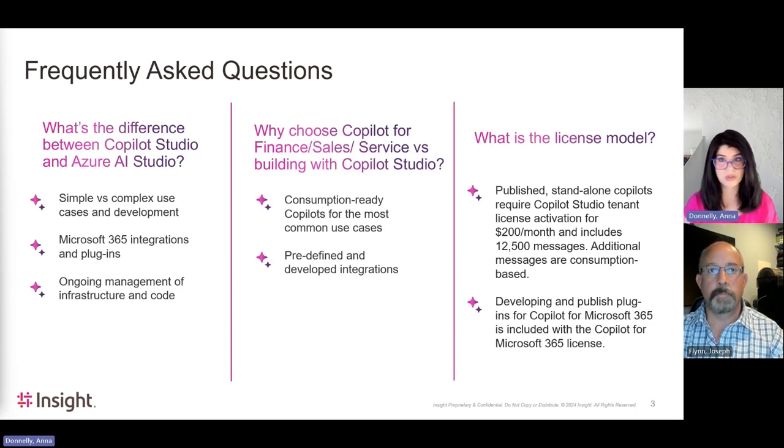And for that $200 a month, if you are creating Copilot using natural language, you get 12,500 messages a month. So every time I ask Copilot a question or I ask it to refine an answer, that would be the consumption of a message, right? So if you exceed that, then there are additional consumption charges based on the interactions of your end users. So in some cases, you'll be just fine with those 12,500 a month, right?